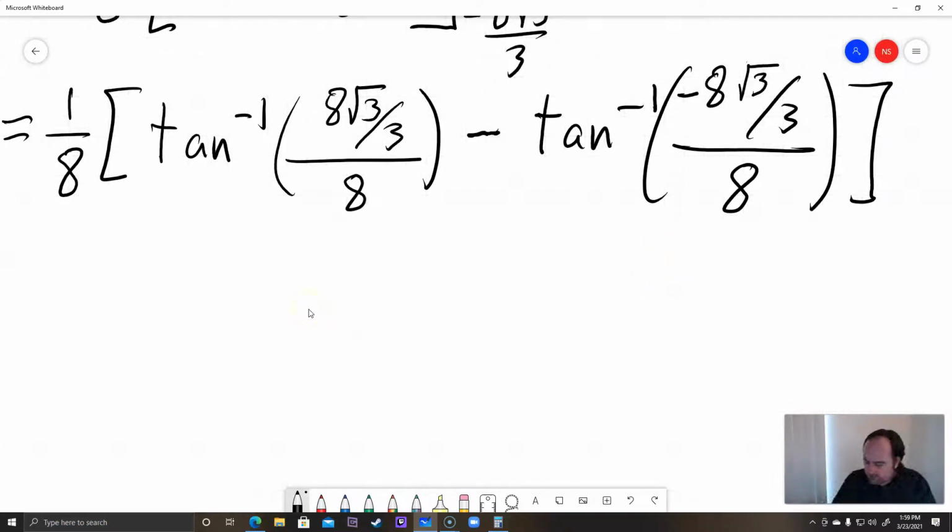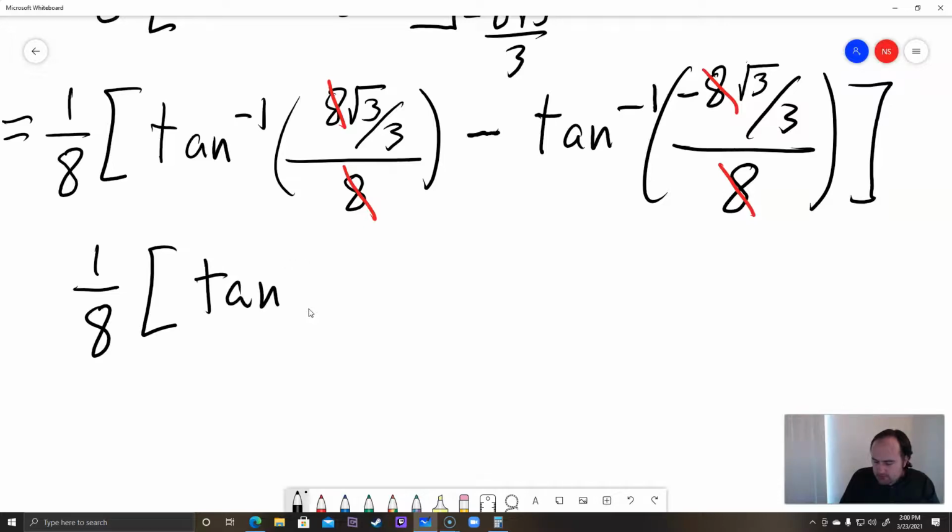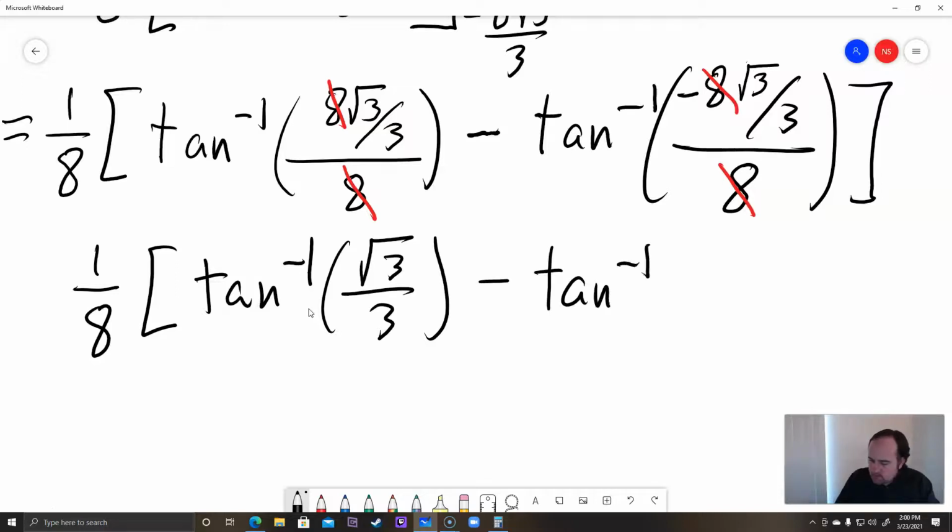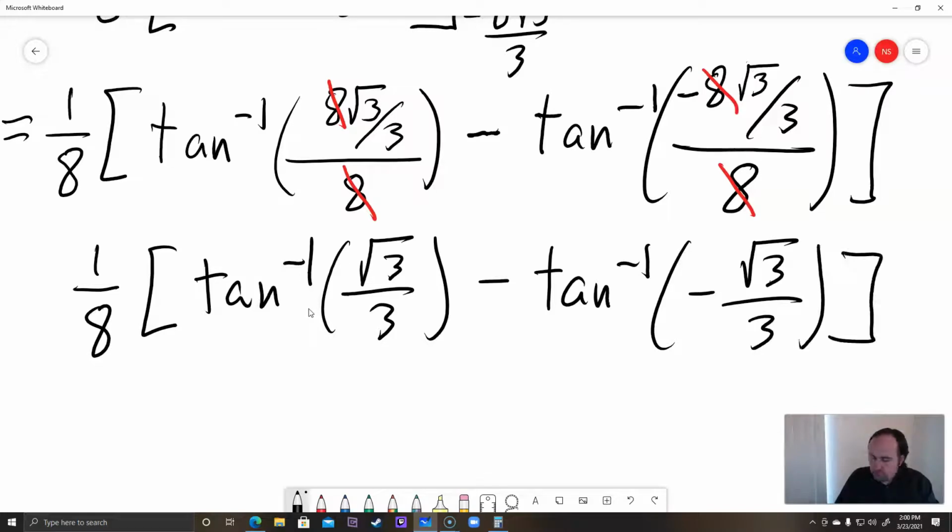So what we can do here is we can actually cancel out these 8s. Okay, so we have a 1/8 times the quantity tan inverse of root 3 over 3 minus tan inverse of negative root 3 over 3. Okay? Tan inverse of root 3 over 3 minus tan inverse of negative root 3 over 3.